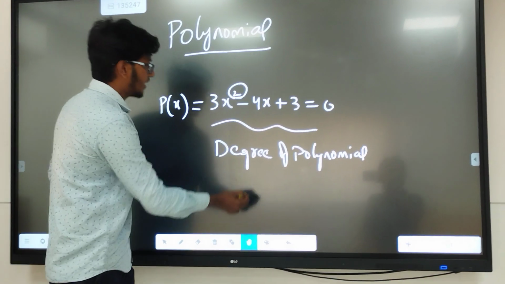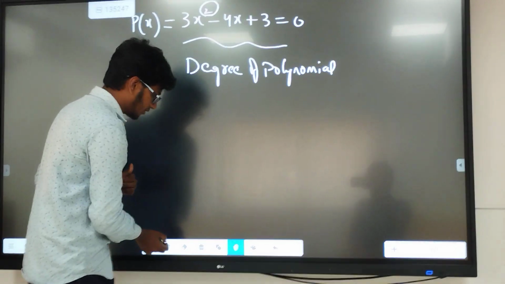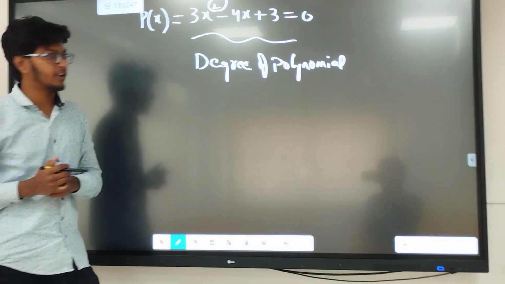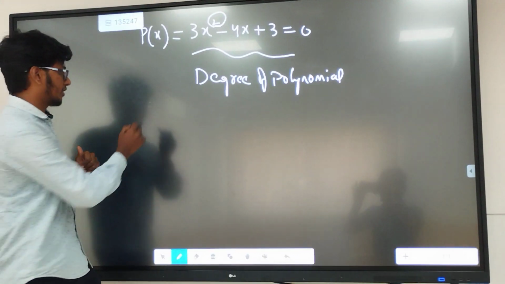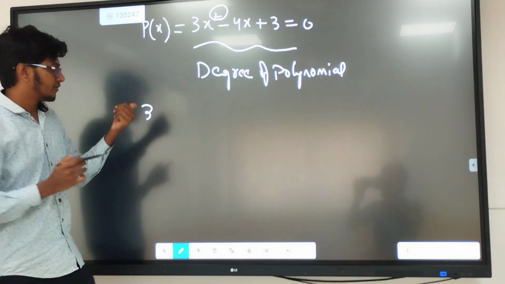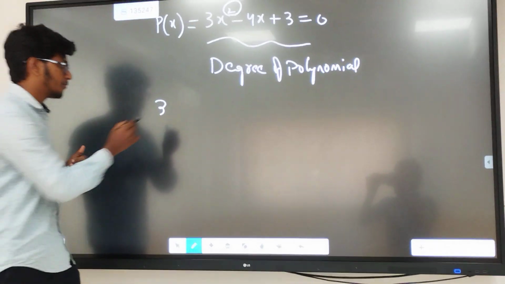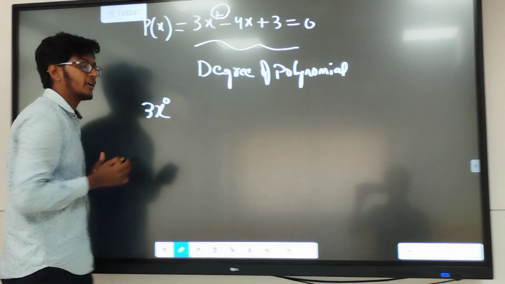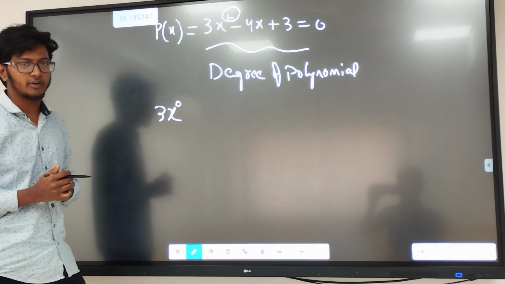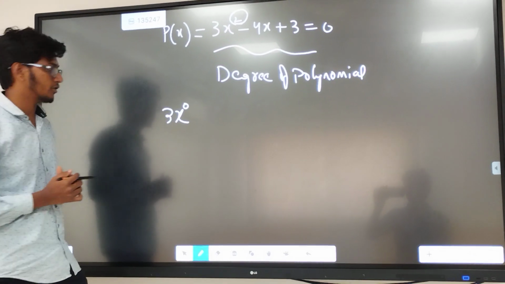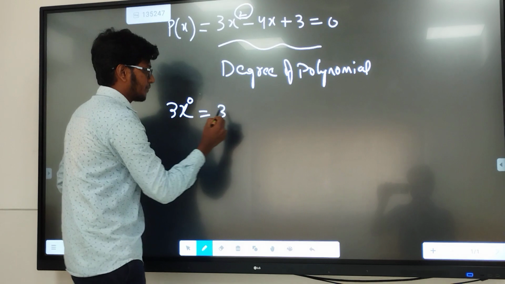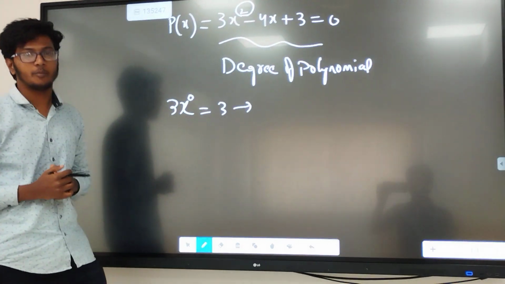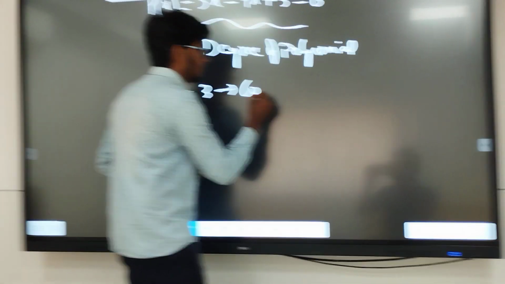So we have different types of degrees of polynomial. Based on the degree of the polynomial, we have different polynomials. Suppose I have nothing here, suppose I write just 3. 3 is also a polynomial, if you ask me how. Because if I write x as a variable and put the exponent as 0, x power 0, we know anything to the power 0 is 1, so it is 3. So this type of polynomial is known as a constant polynomial.